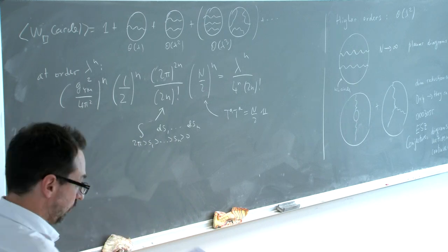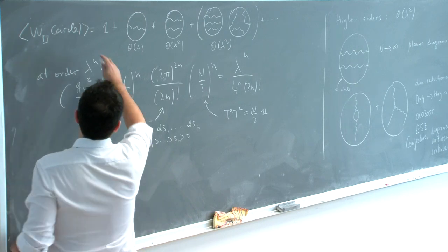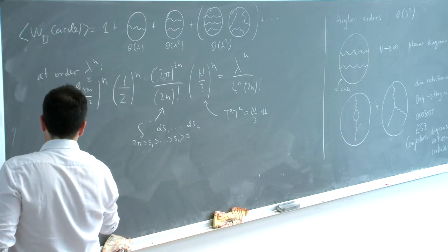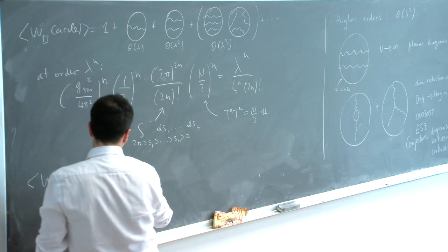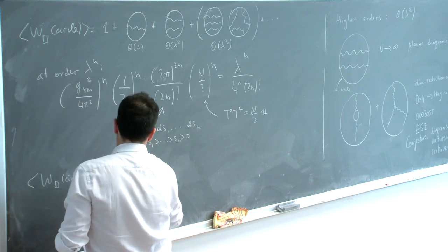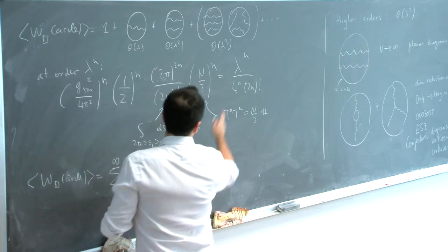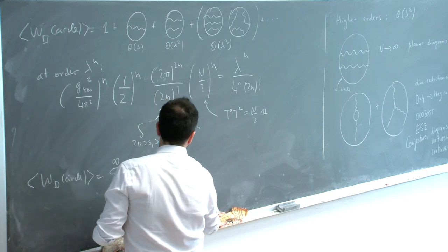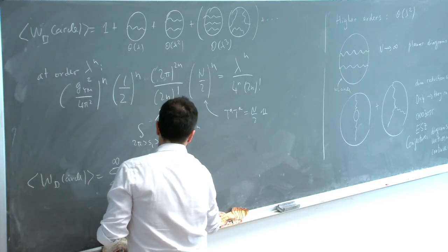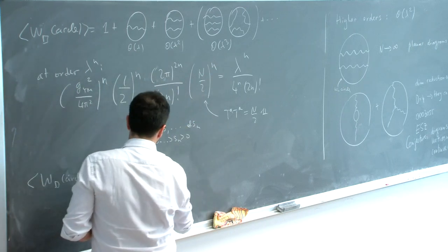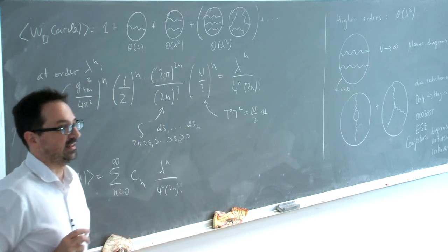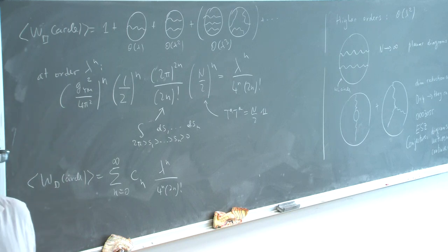Okay, so now what do we need to do? We now know that this expectation value of the circle is just going to be the sum from n from 0 to infinity of this factor, lambda to the n, 4 to the n, 2n factorial, times how many diagrams appear at any order. Let me call this factor c_n. So it's a combinatorial problem now.